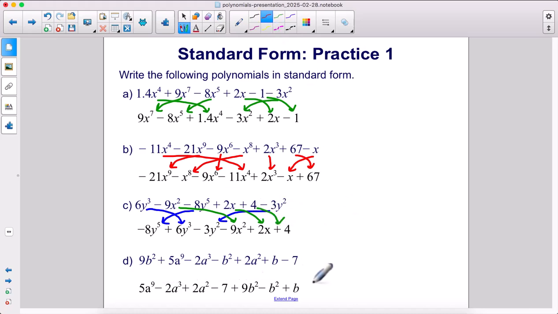Down here we have a's and b's. Because a to the 9th is the highest degree here, let's start with the a's and then we'll do the b's. So 5a to the 9th, we have negative 2a cubed, 2a squared, then we have negative 7a to the 0. It is just a constant. And then we're going to go to the b's. We have 9b squared, then we have negative b squared. Wait, those can actually be combined together. Those are like terms. This actually becomes 8b squared. And then we have plus b, so 8b squared for those two.